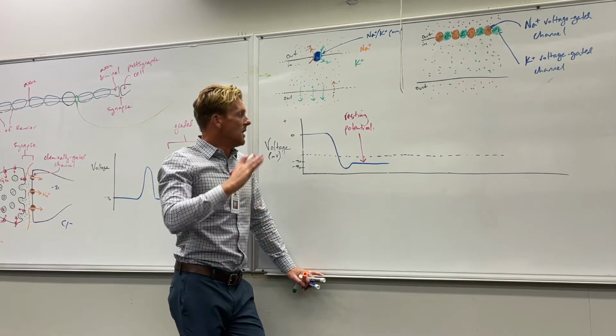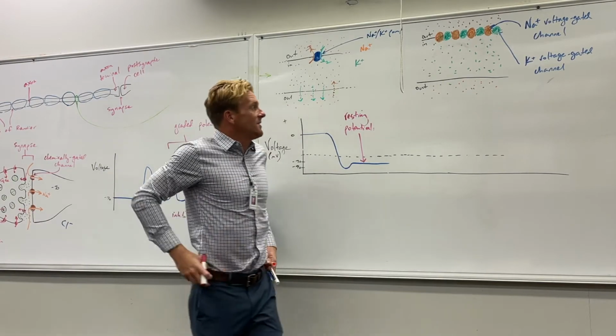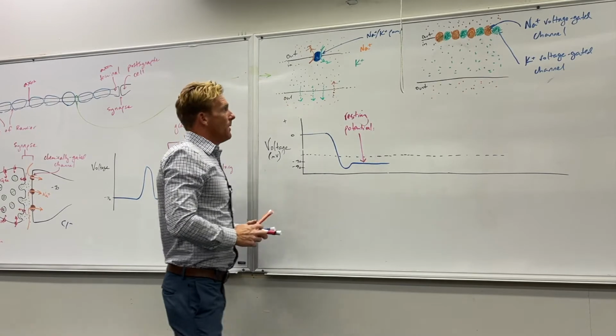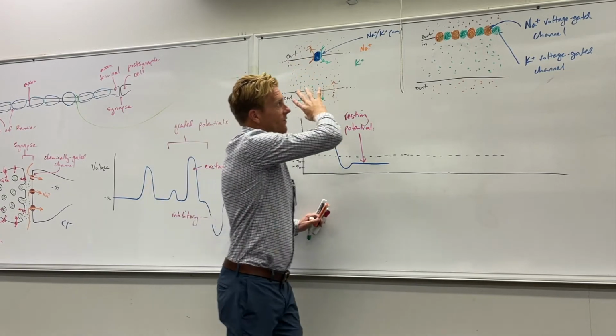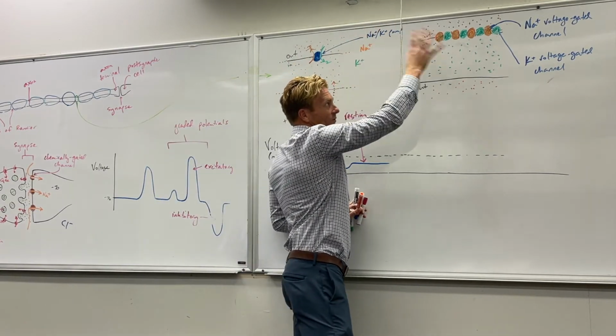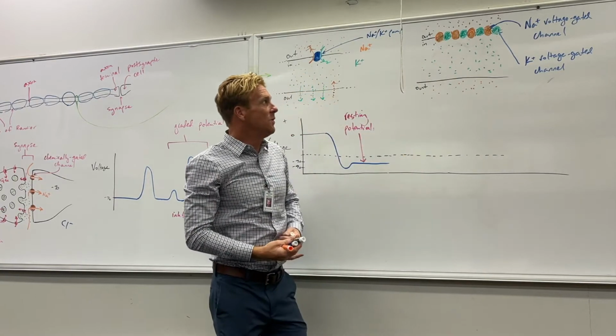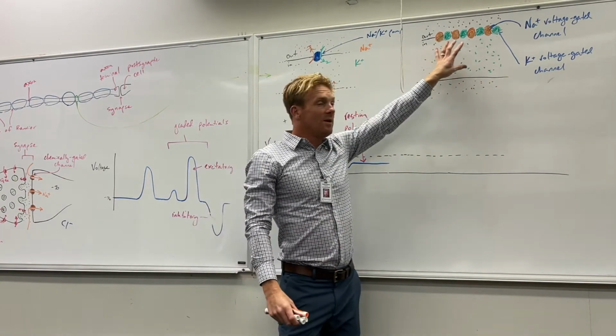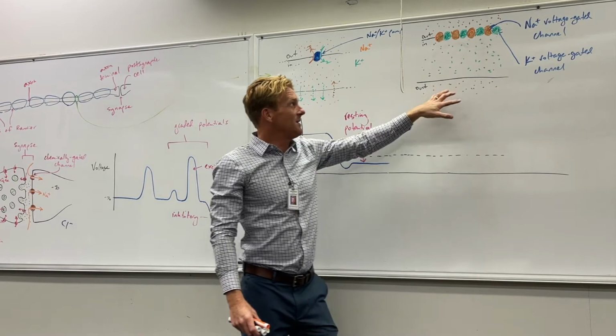Okay. So now let's talk about what happens when this neuron actually does fire. Well, I'm going to redraw. What I've done is I've redrawn the same section of this axon right over here. Okay, and I've drawn some new proteins. We've got a lot of sodium on the outside and a lot of potassium on the inside.